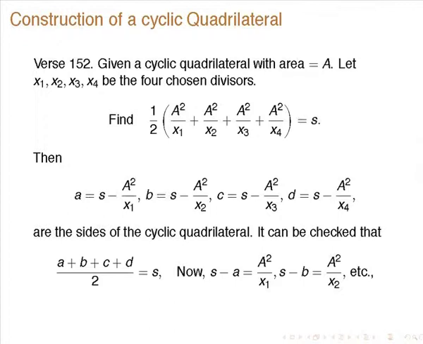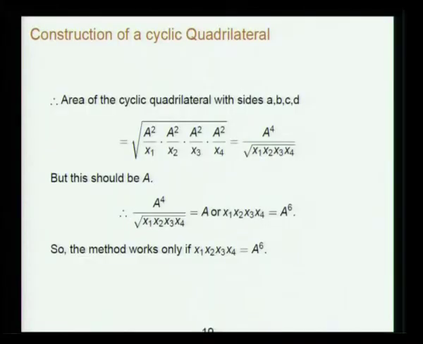So then they are the sides of this cyclic quadrilateral, and one can check that this whole semi-perimeter is S, we will get back that, and S minus A is A squared by x1 and so on and so forth. But there is one tricky thing. The area of this cyclic quadrilateral with sides A, B, C, D, we know, is the square root of S minus A into S minus B into S minus C. So plugging that in you will get this.